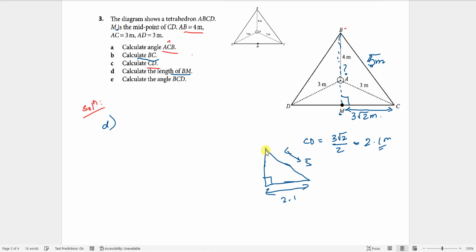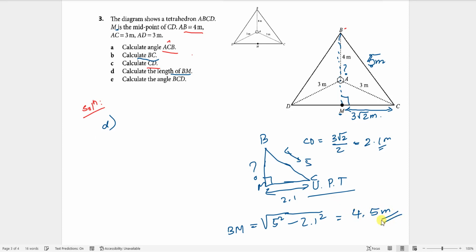Very easy to find this side. So using Pythagoras theorem again, I'll just write PT. Okay, using Pythagoras theorem, we can write BM square equals to 5 square minus 2.1 square. So you'll get 4.5 meter. Okay, I'll just write this step again in detail in case you get confused.